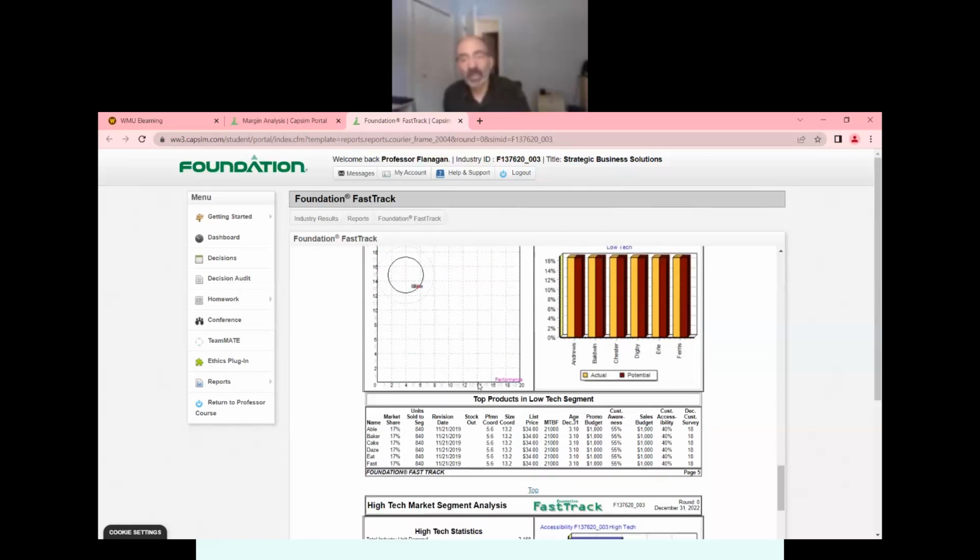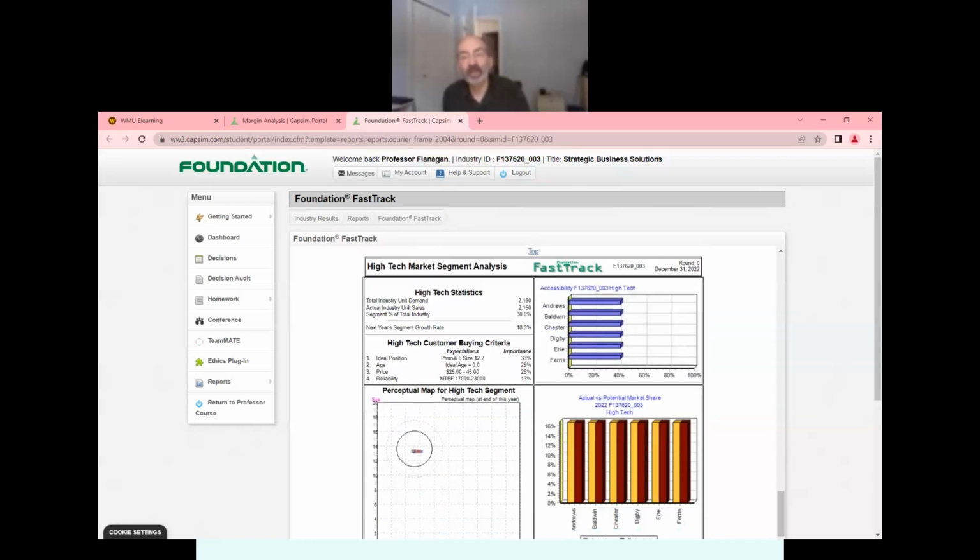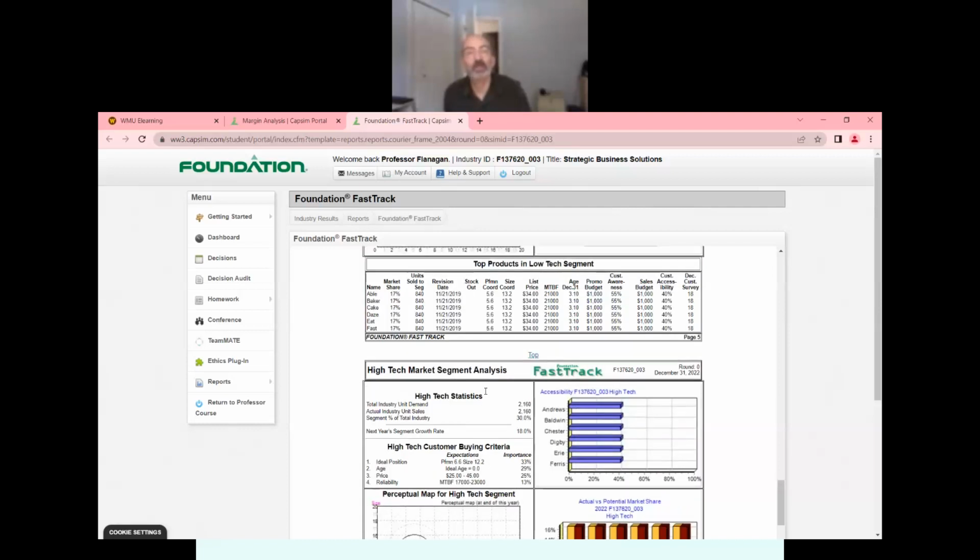High tech, they really will pay a premium for being right on that ideal spot, which is again at that leading edge. Their ideal age is 0. They want it brand new. Price, they'll pay as much as 45, although if competition will give them a lower price for a good product, they're going to go with the competition. And then reliability, not that important to them, but between 17 and 23.